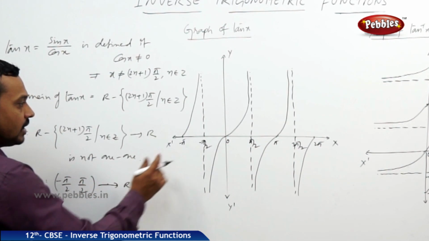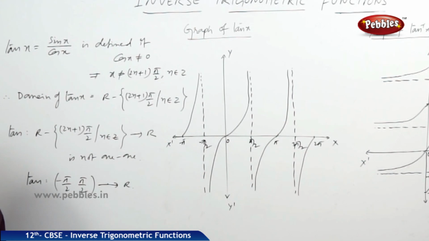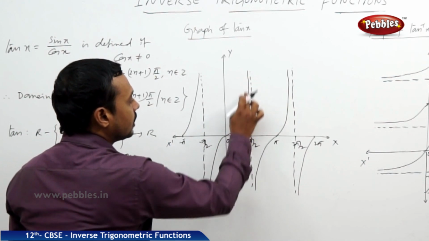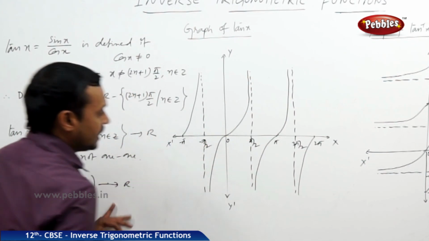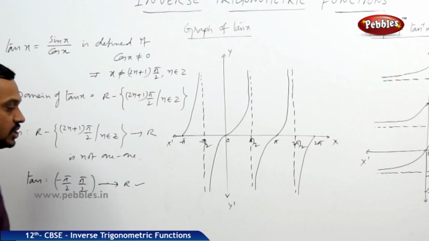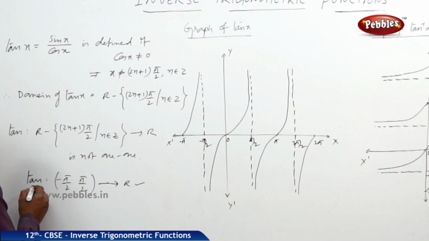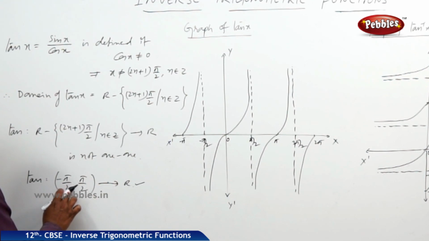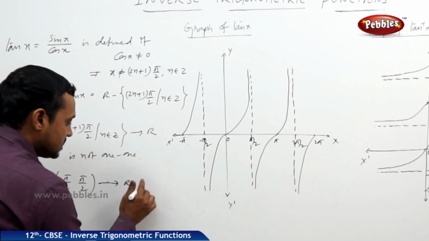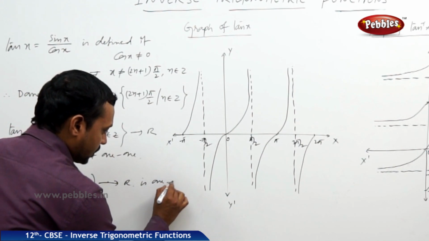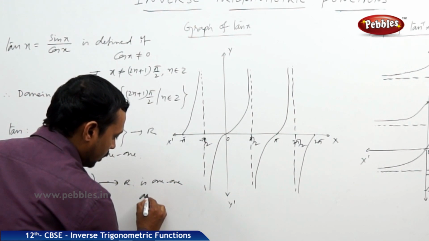Now in this interval, it is clearly 1-1, and it gives all real numbers during this interval minus pi by 2 to pi by 2. So the range is equal to R. Hence finally we can conclude that tan mapping minus pi by 2 to pi by 2 to R is a 1-1 function and onto.